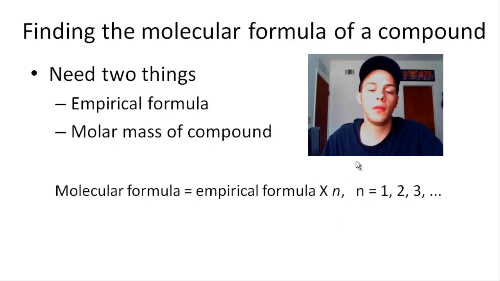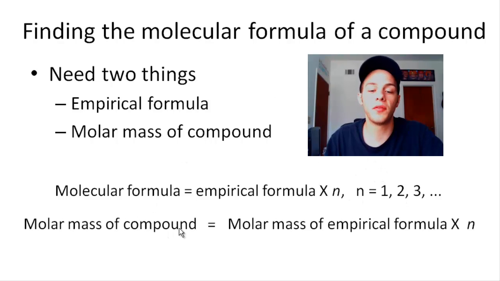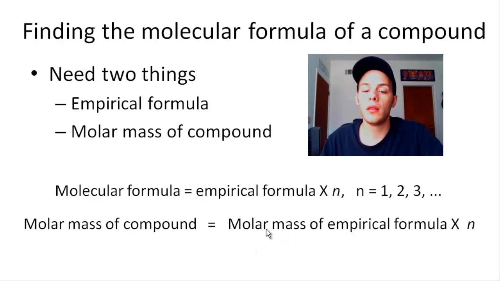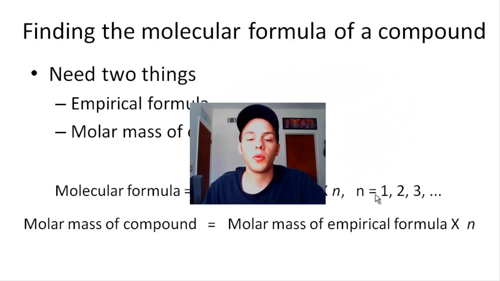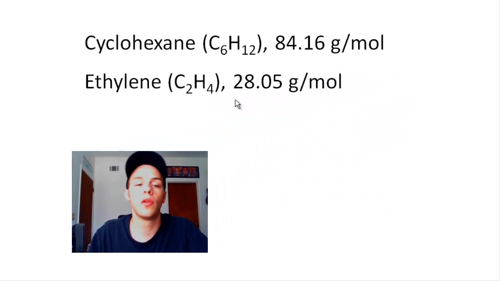If this is true, then this must also mean that the molar mass of your compound is a whole number multiple of the molar mass of your empirical formula. So the molar mass of your compound is going to be the molar mass of your empirical formula times that same number n. To demonstrate this further, I'd like to bring your attention to two compounds, cyclohexane and ethylene. We actually talked about ethylene earlier. The molecular formula for cyclohexane is C6H12, and it has a molar mass of 84.16 grams per mole.